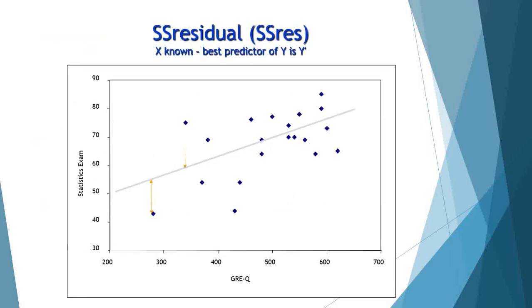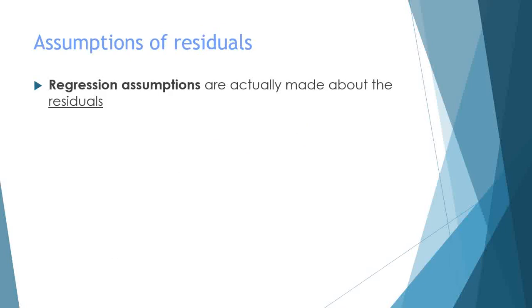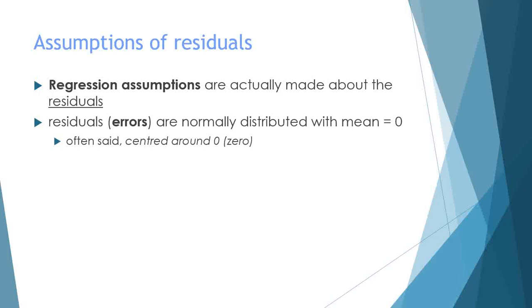Okay, so you can see here your regression line, and we've got each individual data point, and the difference between each data point and the line is our residuals. Alright, so the regression assumptions are actually made about these residuals. The residuals should be normally distributed with a mean of 0.